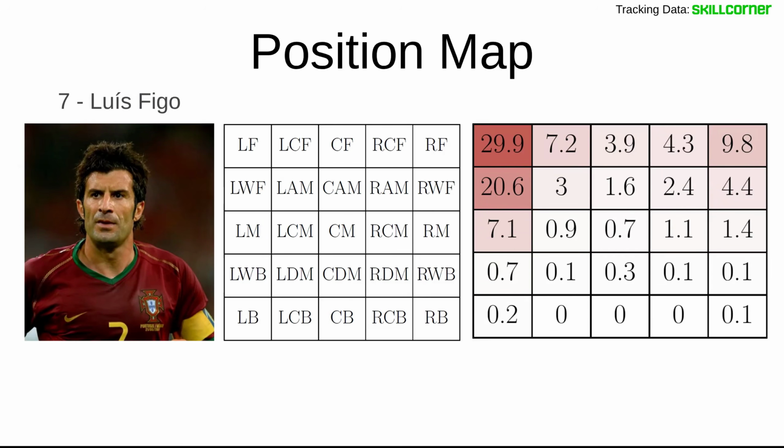So for Luis Figo, the legendary Portuguese player, number 7, around 30% of the time he was observed as a left forward, around 20% left wing forward, around 7% left midfielder, and also 7% left center forward. You can see he also was around 9-10% as a right forward. And this is how we can profile his position tendency over the match time.